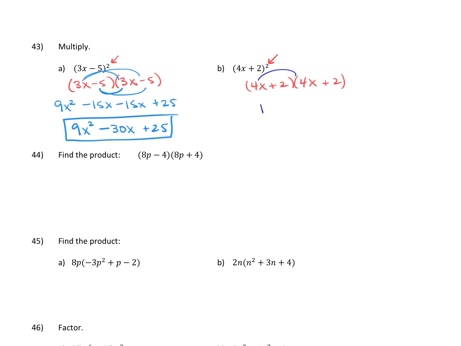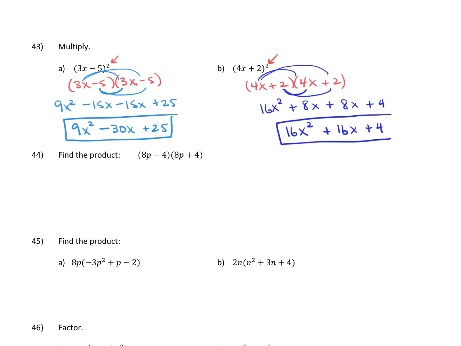4x times 4x is 16x squared. Remember, we add our exponents with multiplication. 4x times 2 is a positive 8x. 2 times 4x is a positive 8x. And 2 times 2 is a positive 4. All right, final answer, we'll combine like terms. That 16x squared has no like terms. We've got the 8x and 8x, those add up to a 16x. And then that plus 4, the constant term on the end, stays.